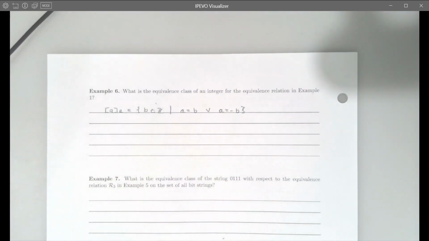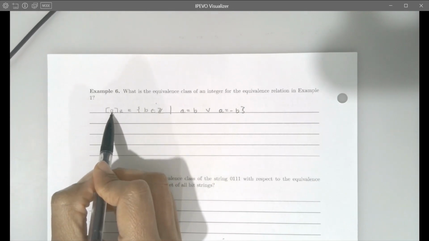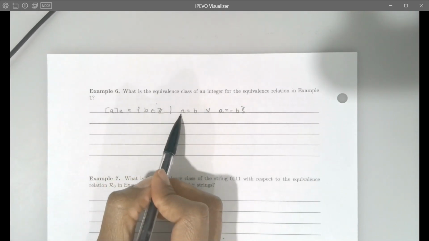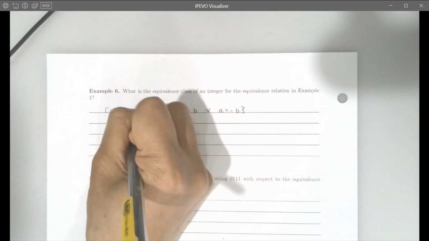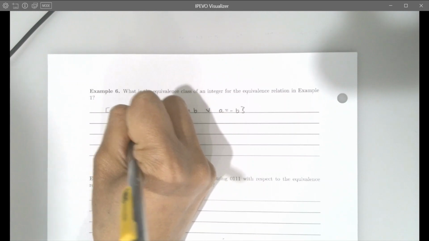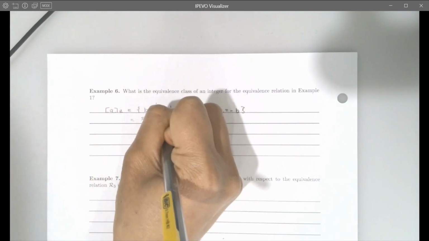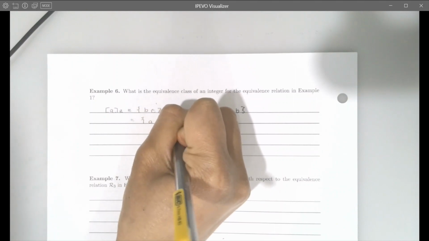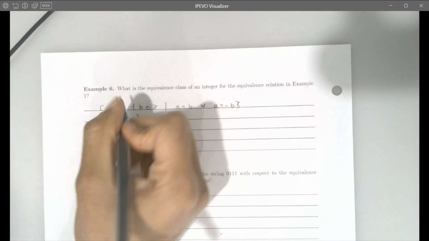Now we can simplify that expression, because if we think about it, that means that for any element a, it can only be paired with itself or with the negative of itself. So that means that this is the same as the set containing two elements, a itself or the negative of a. Right? It can only be paired with itself or the negative of itself.